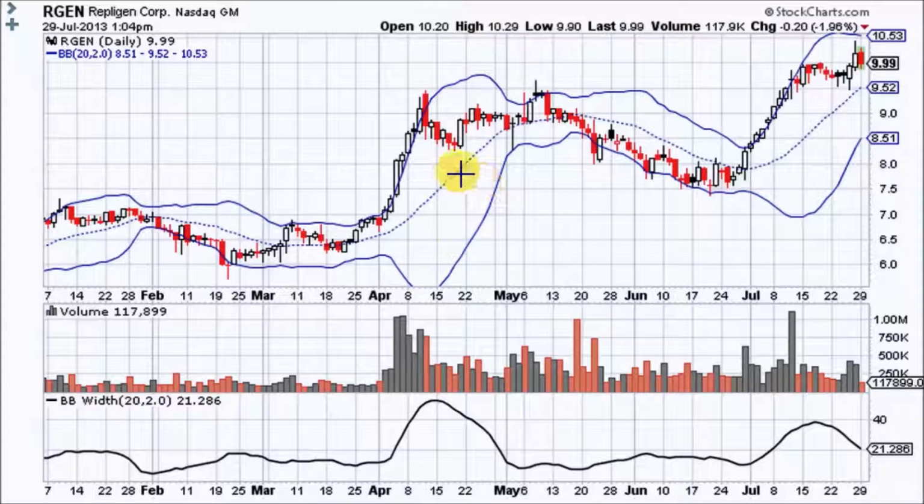The upper and lower bands, and the middle, if you recall, is the 20 period simple moving average. Down here is your Bollinger Band width signal line. When it is low, that means that volatility is low and the bands are pinching together. When it is high, that means volatility is high and the bands are spread very far apart.